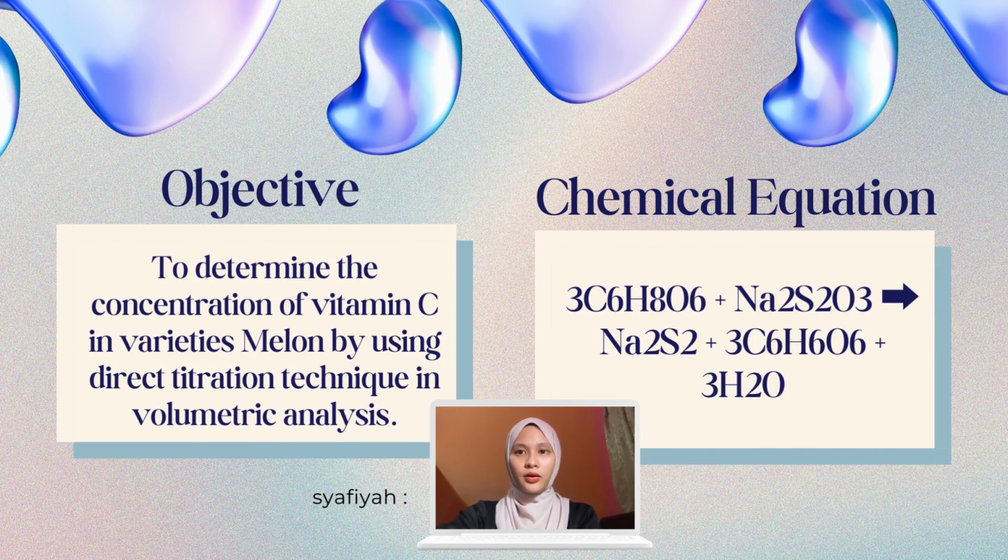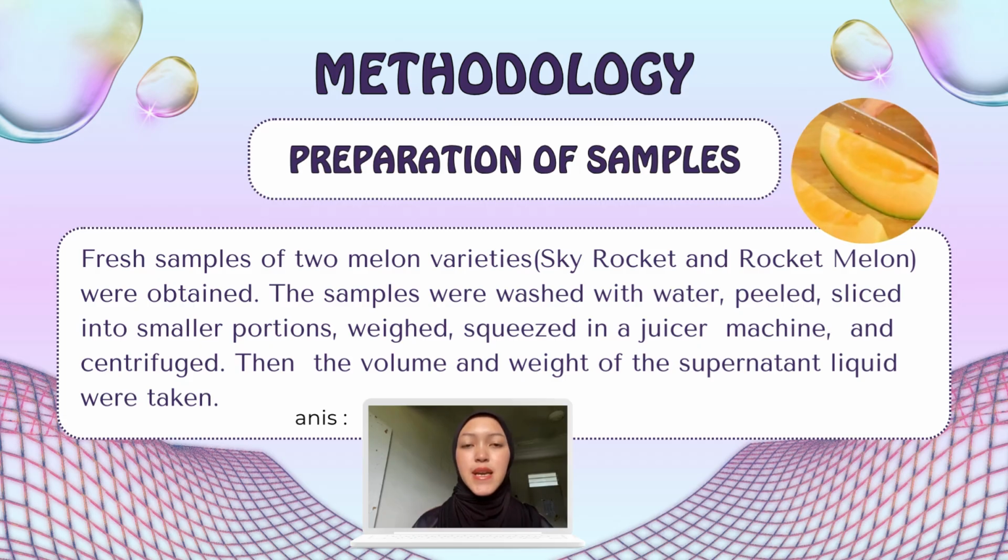The objective of the experiment is to determine the concentration of vitamin C in melon varieties by using direct titration technique in volumetric analysis. And this is the chemical equation for this titration. Next, I will explain about the methodology.